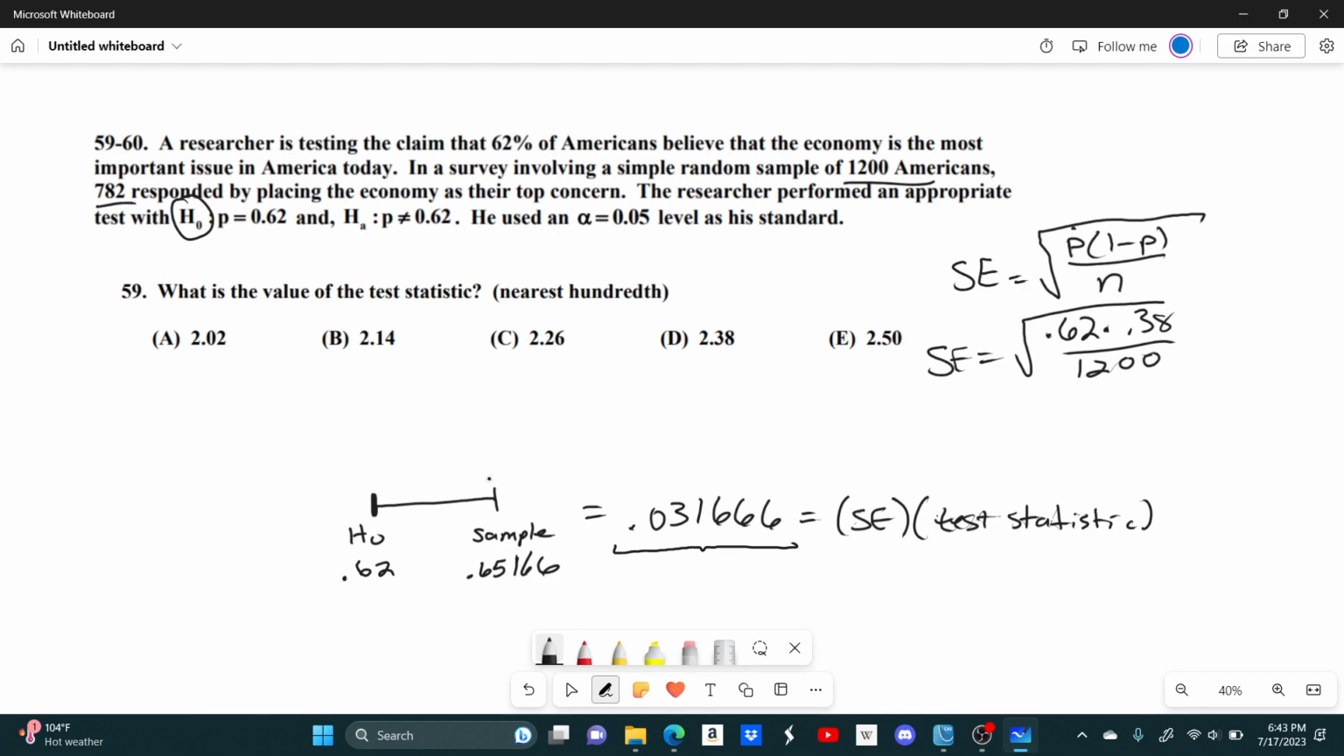And if I evaluate this, I get 0.01401. All right, so 0.031666 equals our standard error, which is 0.01401, multiplied by our test statistic. So from here, to find the value of the test statistic, we just divide by the standard error, and we get a test statistic of 2.26.